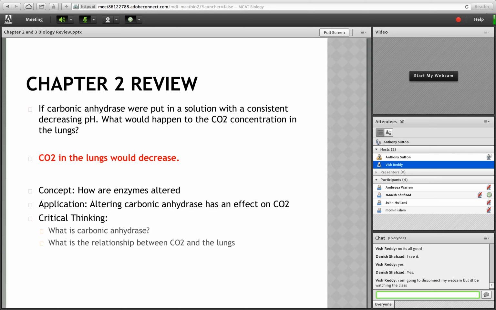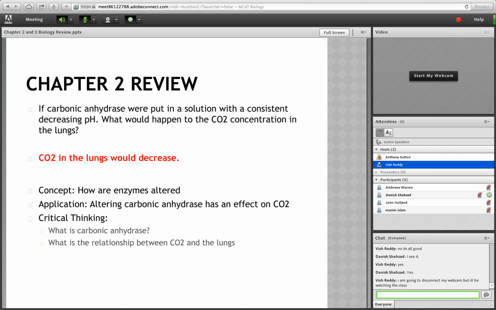Now, let's look at something. So you see I have three principles here, right? One is concept, application, and critical thinking. The concept is how are enzymes altered? Because if you notice, carbonic anhydrase, you see the ASE at the end, indicates that it's an enzyme, right? Well, it's an enzyme that's put in some type of solution that has a consistent decreasing pH, so that pH is lowering.